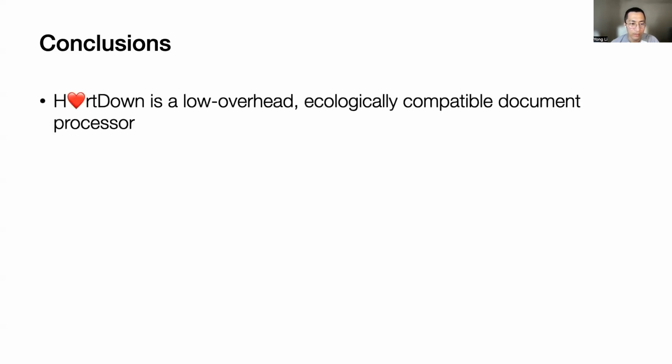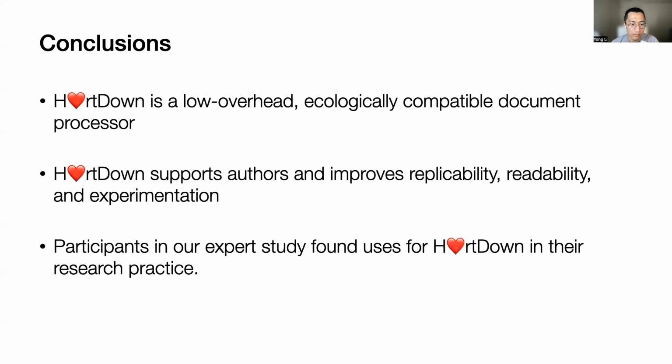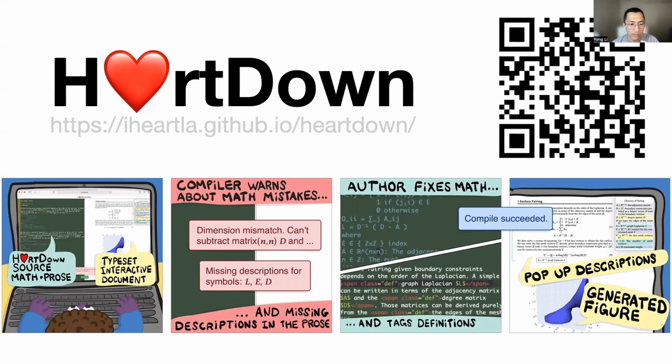In conclusion, rtDown is a low-overhead, ecologically compatible document processor. rtDown supports authors and improves replicability, readability, and experimentation. Participants in our expert study found uses for rtDown in their research practice. rtDown can be used at all stages of research, from experimenting with the seed of an idea to writing the final paper. Thanks for listening.